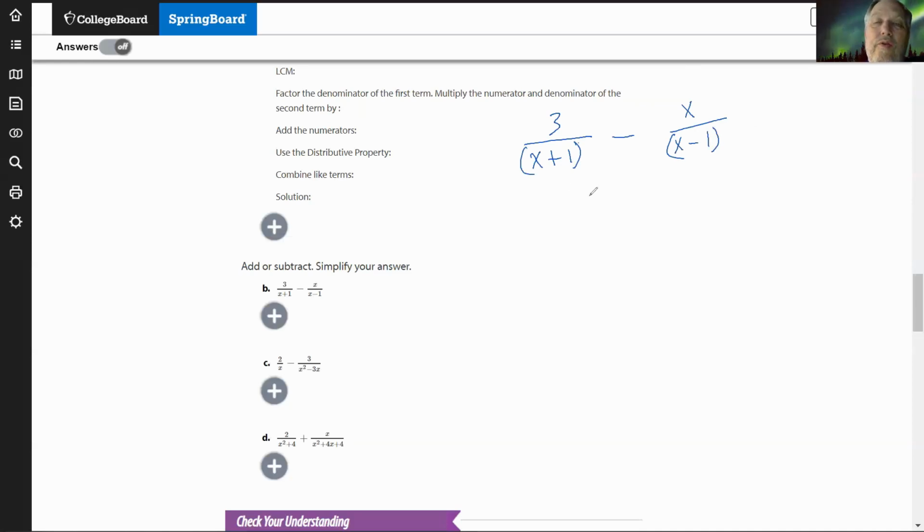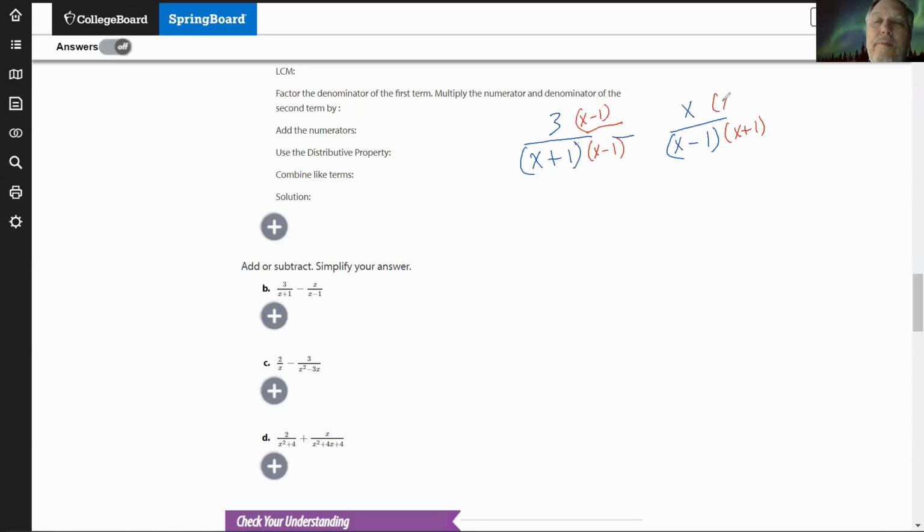And so in order to do that, we want to make them look the same. We'll go ahead and do that by putting the x minus 1 here and the x plus 1 here, so they look the same. They have an x plus 1 and an x minus 1, an x plus 1 and an x minus 1. Of course, we can't just arbitrarily put those down. We have to go ahead and do the same thing on the top.